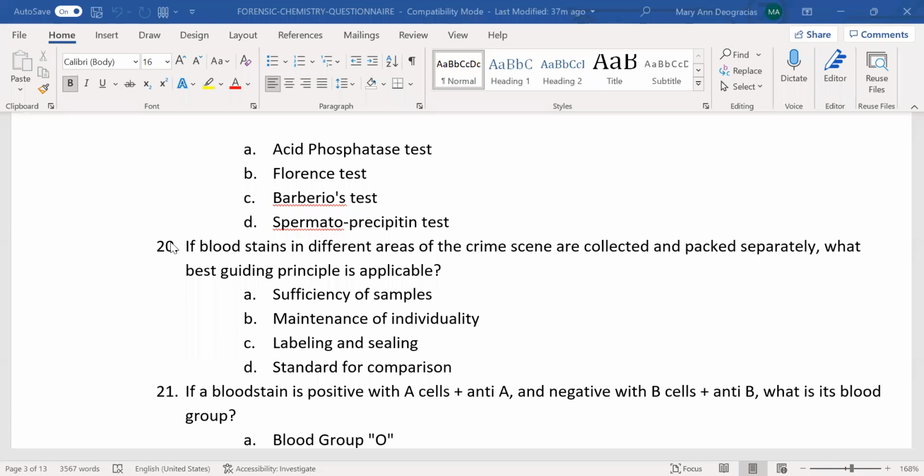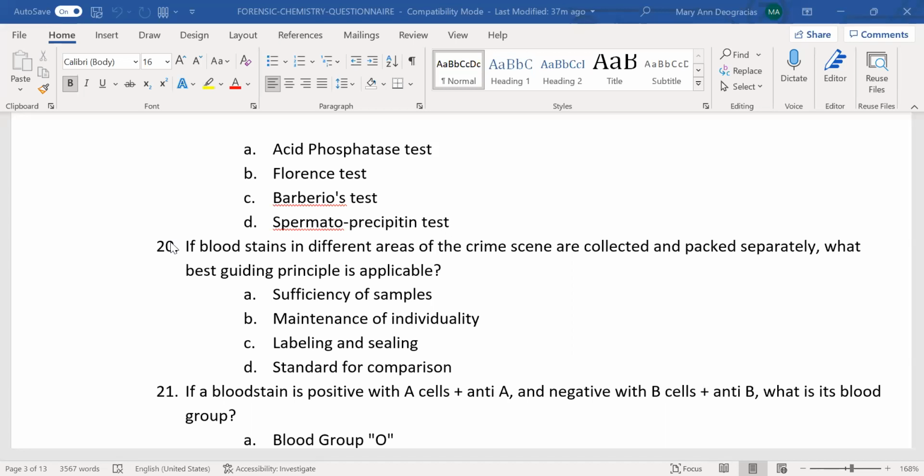Okay, why? Because once there are several blood stains found in the different areas of the crime scene, this might belong to 2 or more different persons. So, we call it maintenance of individuality. Hindi sila dapat pagsama-samahin or else, disaster ang collection ng blood specimens.